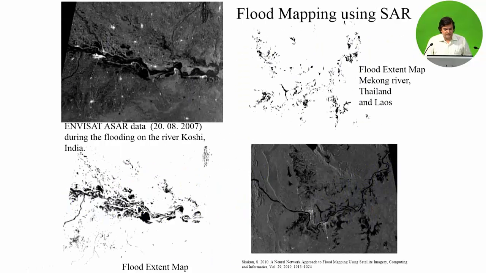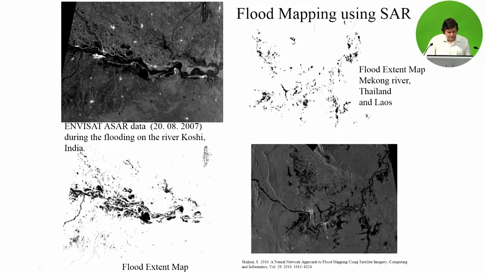This slide is another case study on Kosi flood and the flood extent map of Thailand. So here we can see that this is the Envisat ASAR, Advanced Synthetic Aperture Radar data, which was collected during 20th August 2007. Now in the SAR imagery, the very dark appearance can be easily seen for the water body due to the flood, and a flood extent map was generated.